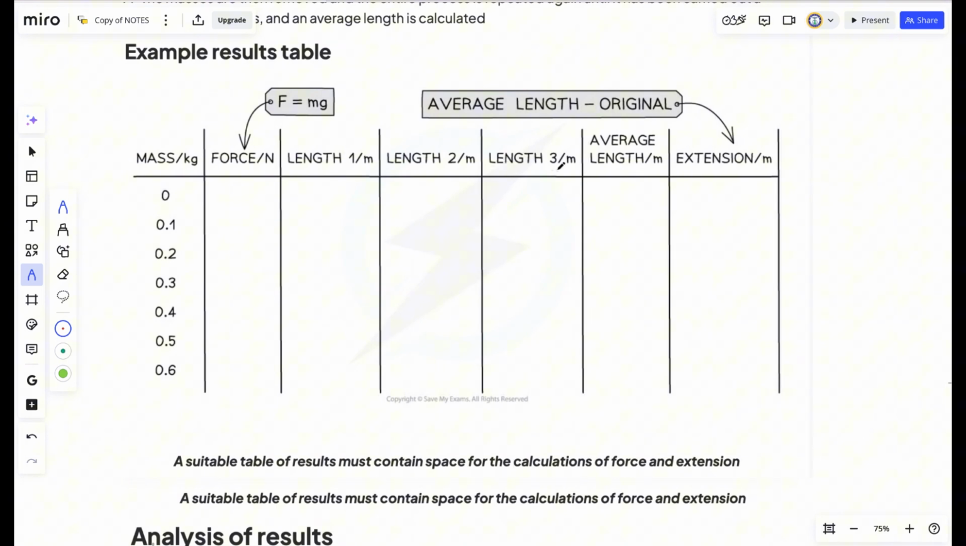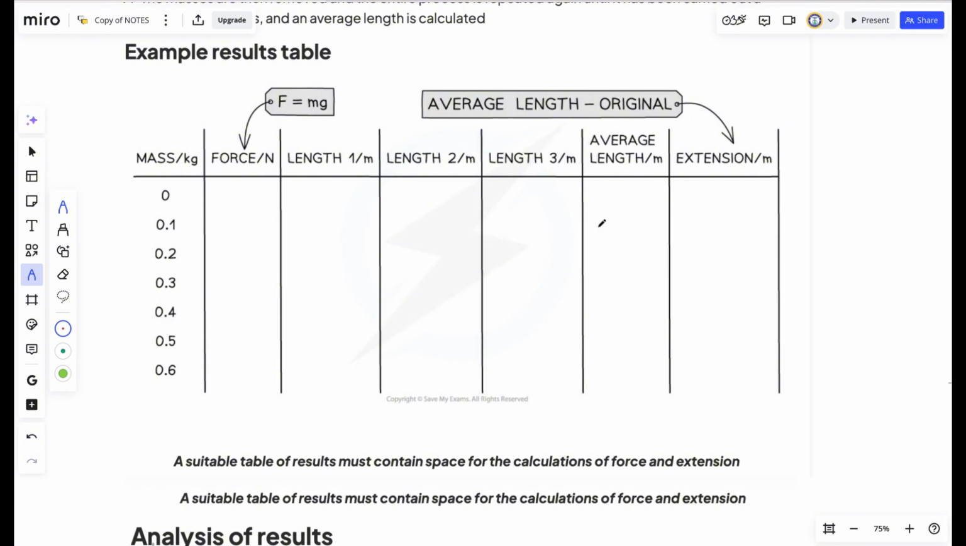In order to find the average value. To find the average, it is this plus this plus this divided by 3, you get the average. You do the same for each row, and you get the average length. Now, for the extension, you use the two lengths. This one minus this one, or the final one minus the original one, you get the extension.